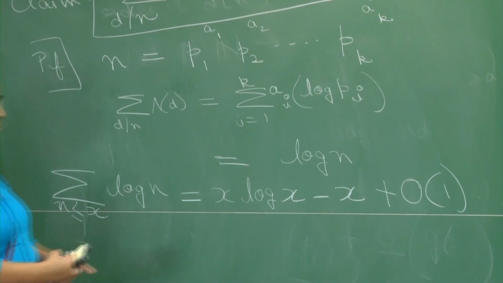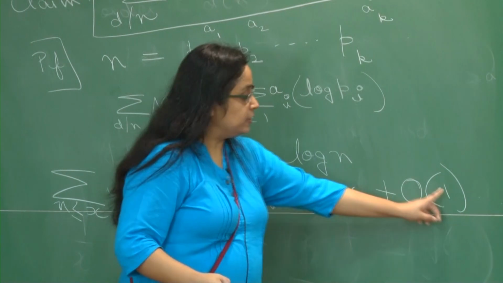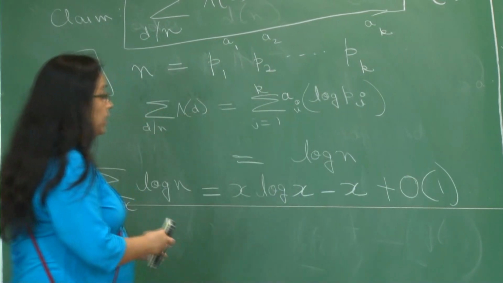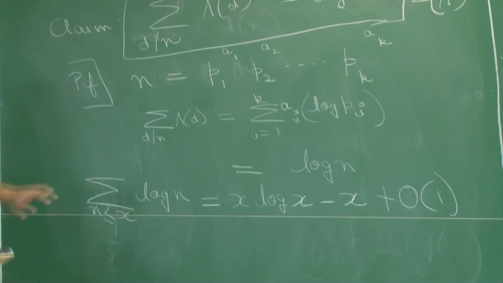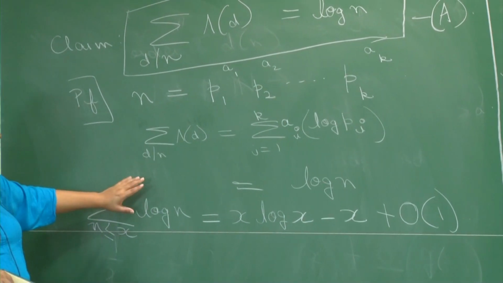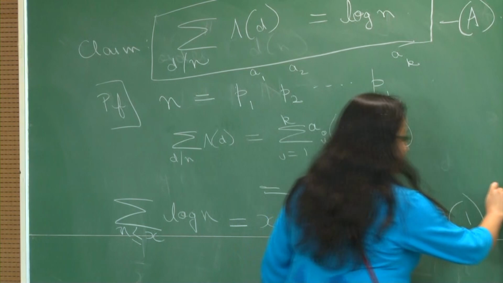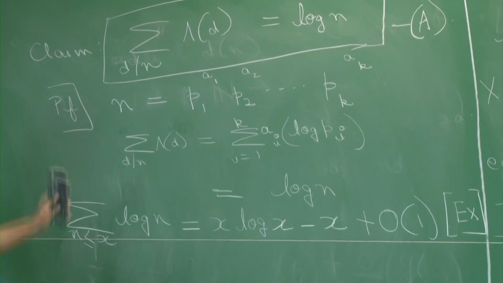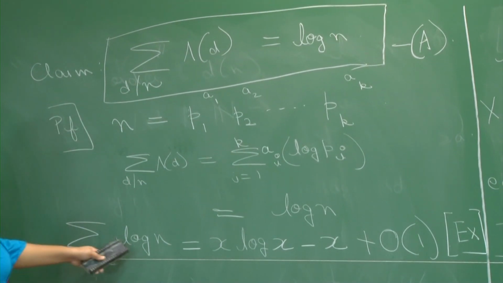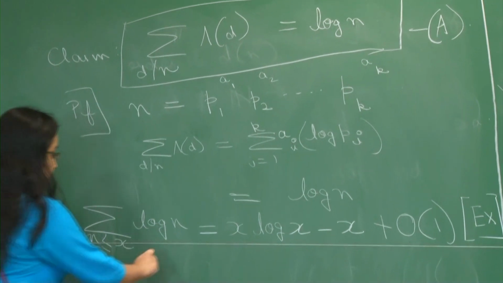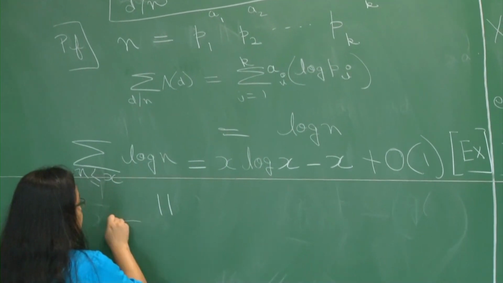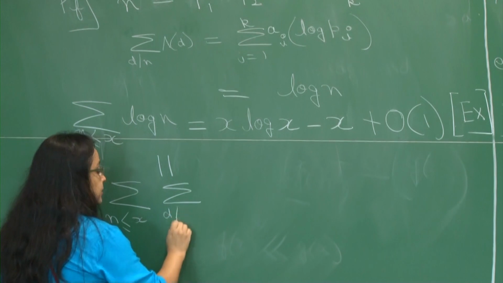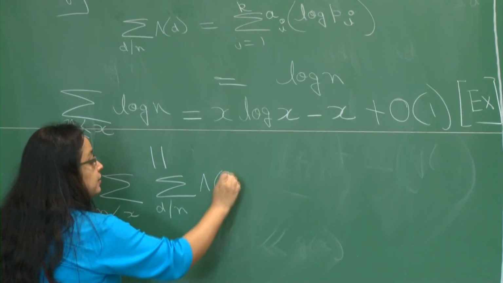Okay. In fact, you can also make this even more refined by writing a constant plus a function of a lower order, but we do not need that right now. Just by your partial summation technique, you can actually derive this. I am going to leave this as an exercise for you. Then what this tells you is that this sum, however, by what you wrote above, is also summation d dividing n lambda of d, right.